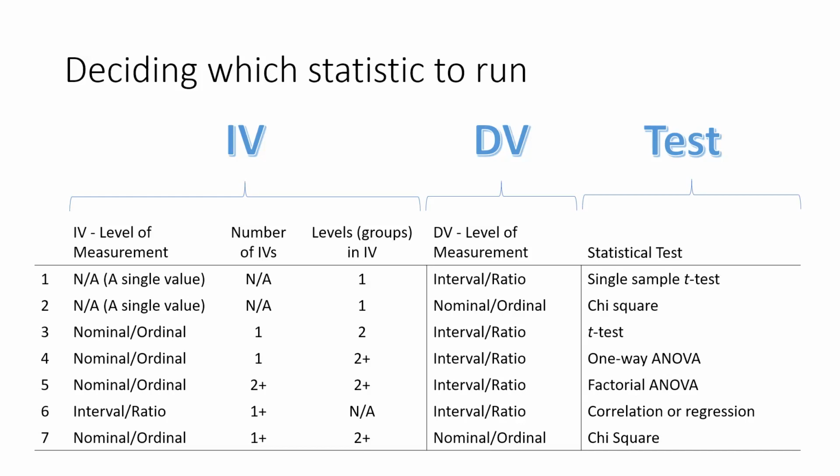So an example of this might be, does the number of ice cream cones sold correlate with the number of murders in a given area?